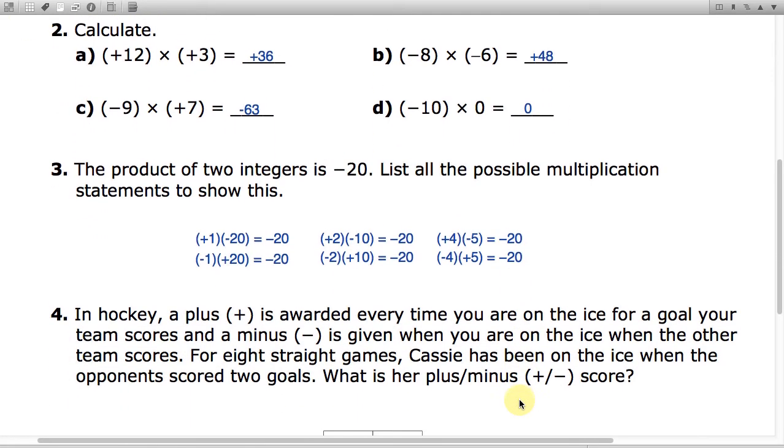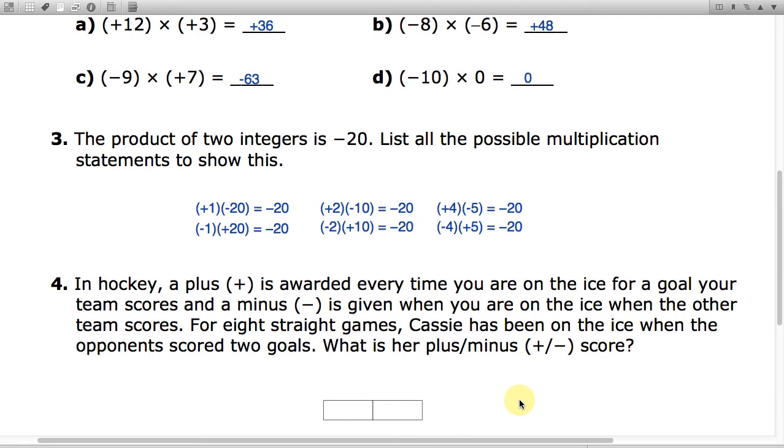So now taking a look at a hockey problem. It says here in hockey, a plus is awarded every time you're on the ice for a goal that your team scores, and a minus is given every time you're on the ice when the other team scores. So for 8 straight games, Cassie has been on the ice when opponents scored 2 goals. The question is, what is her plus minus score?